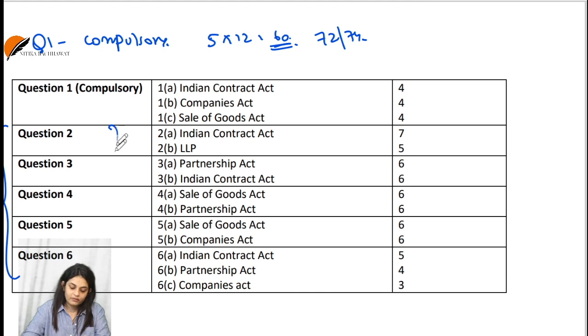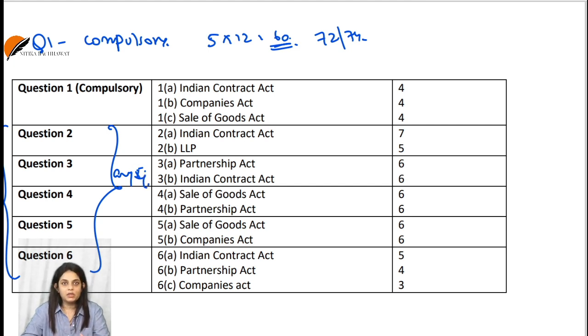Now, out of these 5, because it's not visible on the screen for you all, you have to answer any 4. Question number 1, which is a compulsory question, is divided into 3 questions of 4 marks each. First question is Indian Contract Act, second question is Companies Act, and third question is Sale of Goods Act. So these are the 3 chapters that you will get a compulsory question from.